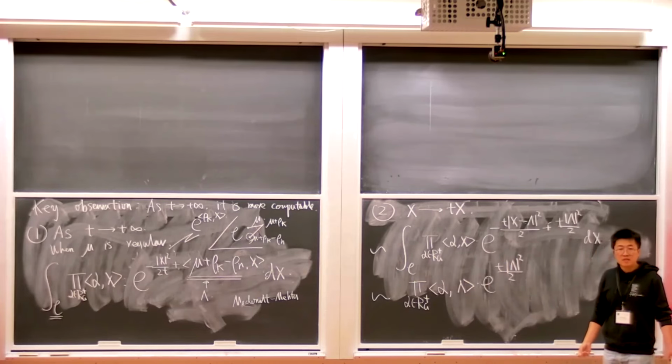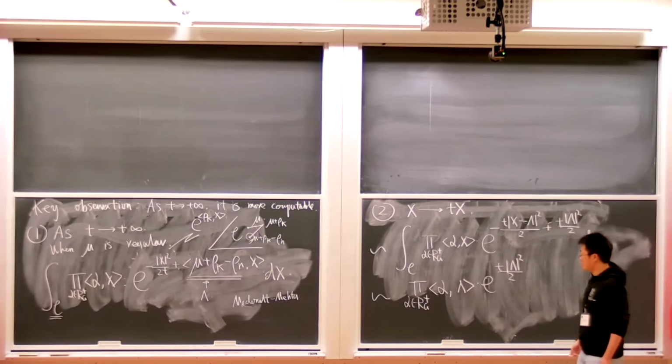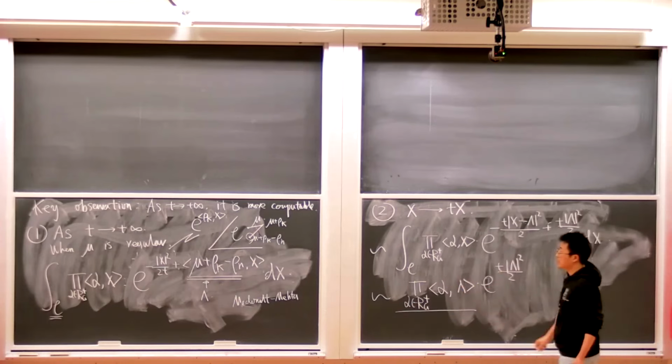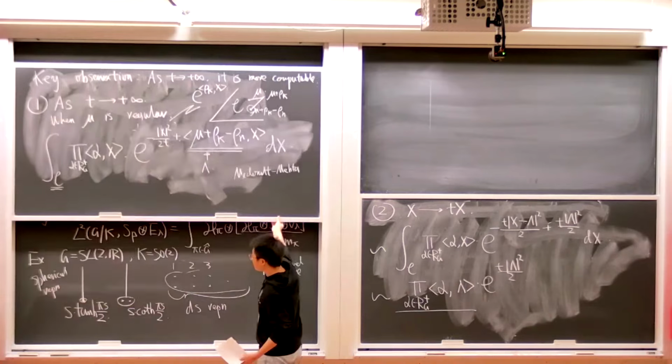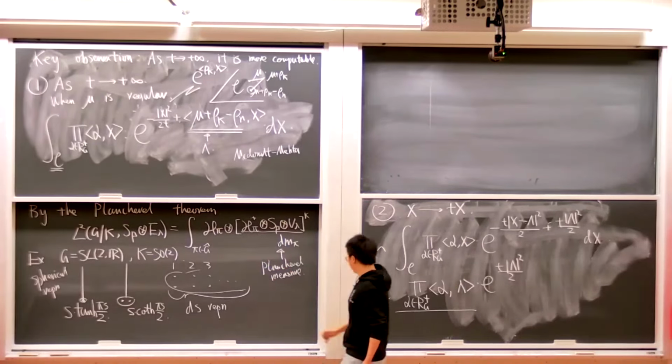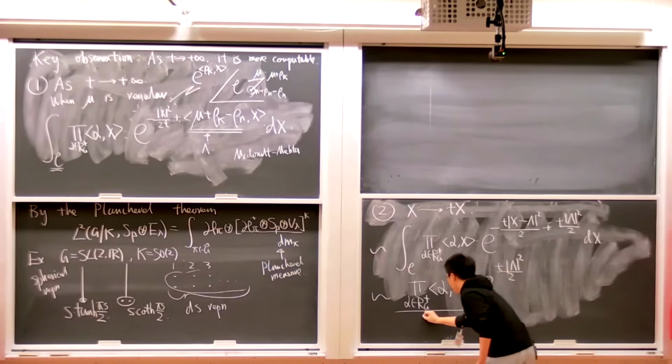And what representation theory information can you tell? In fact, what is this one? Let me see if I still have the formula. Okay, maybe I erased it, but what I'm trying to say is that this is in fact the Plancherel measure.